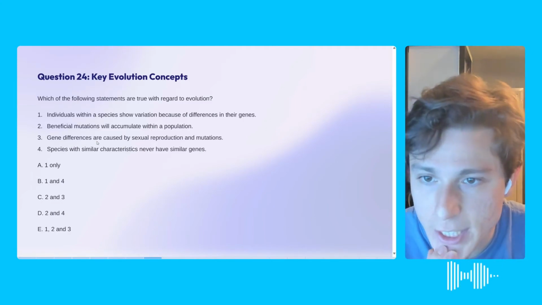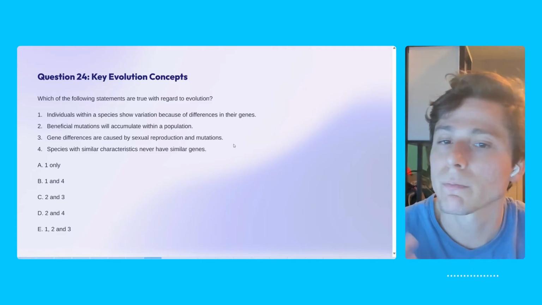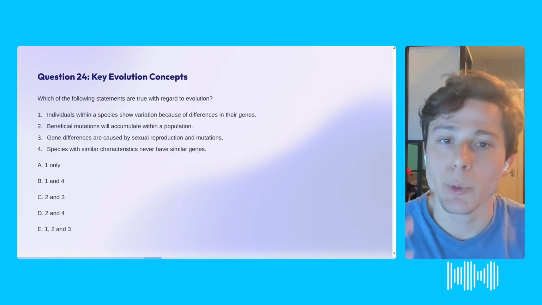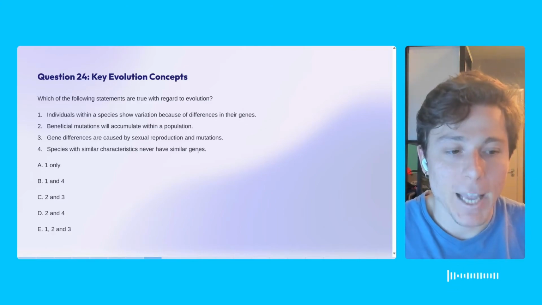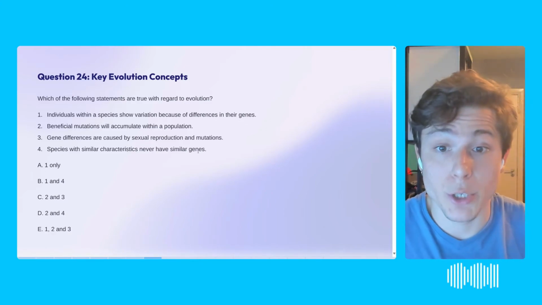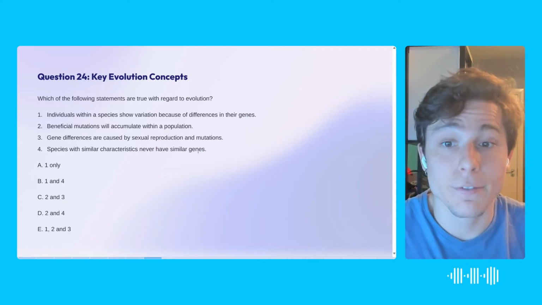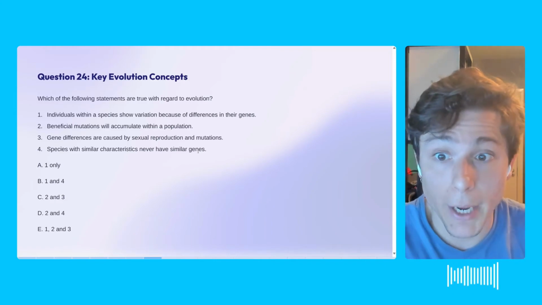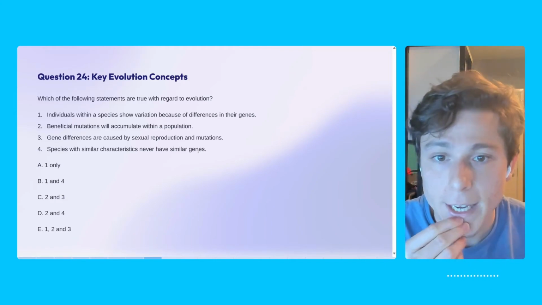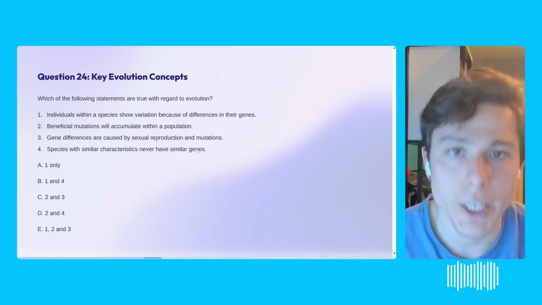Third statement: genetic differences are caused by sexual reproduction and mutation. Perfect. When you're thinking about individuals, the differences that can happen to them are due to sexual reproduction. Okay, so if he's not a clone, he will have differences in his DNA compared to his parents, let's call it this way. And more importantly, when it comes to evolution itself, the mutations.